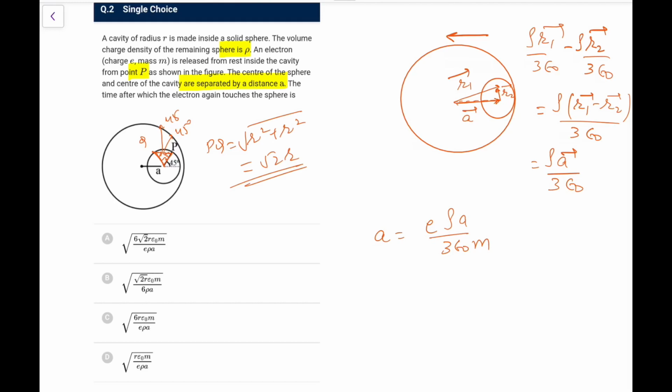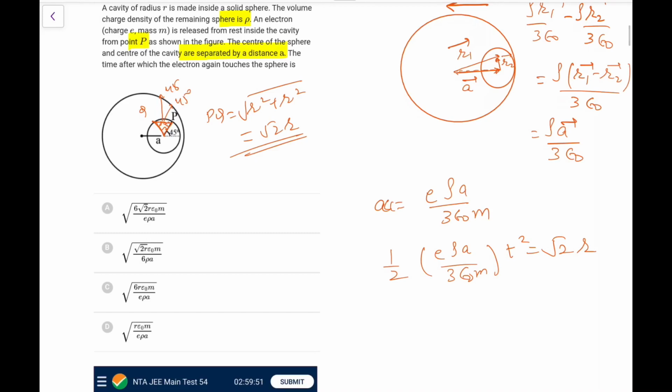So simply uniformly accelerated motion: half a t squared, where a is the acceleration, a rho upon 3 epsilon naught m, into t squared should equal root 2r. So what we are searching for is the time. This time is the whole root of 6 root 2r epsilon naught m upon E rho A.